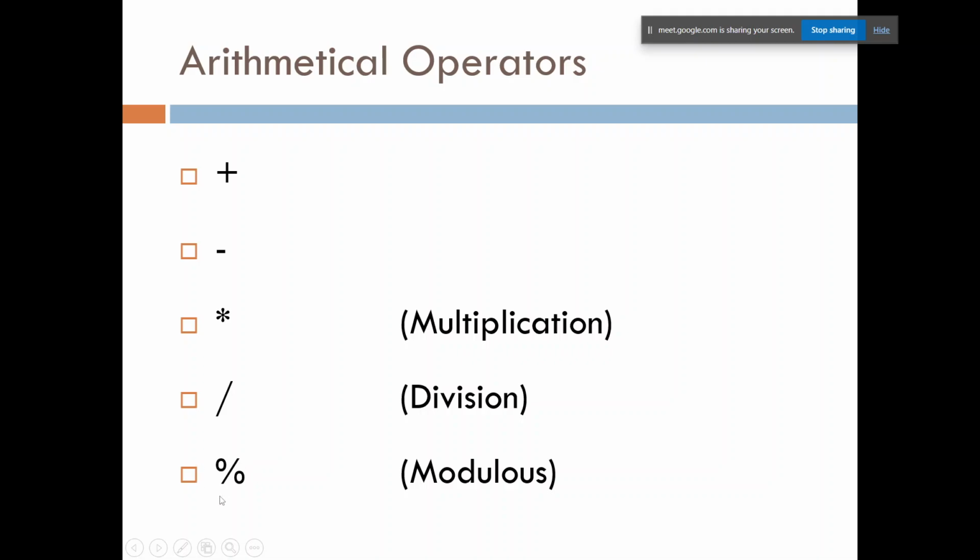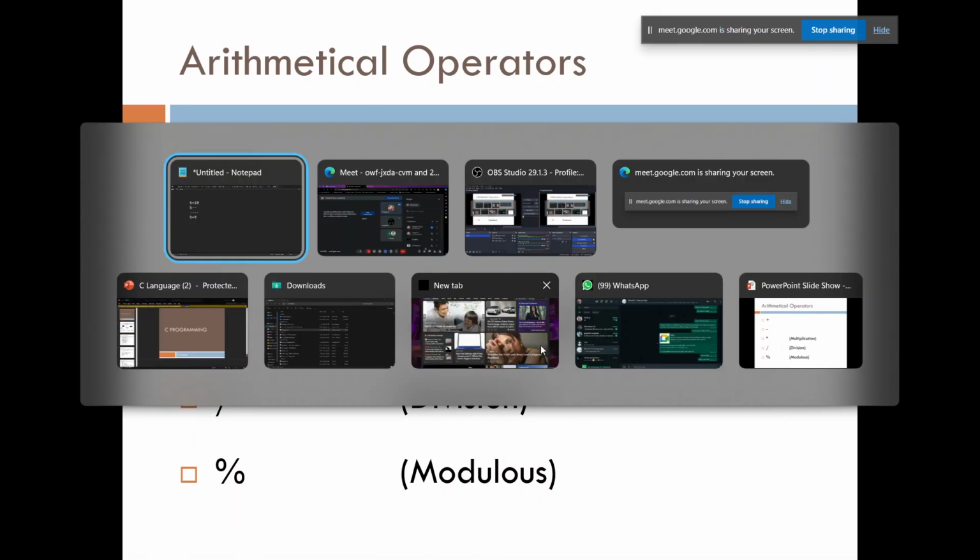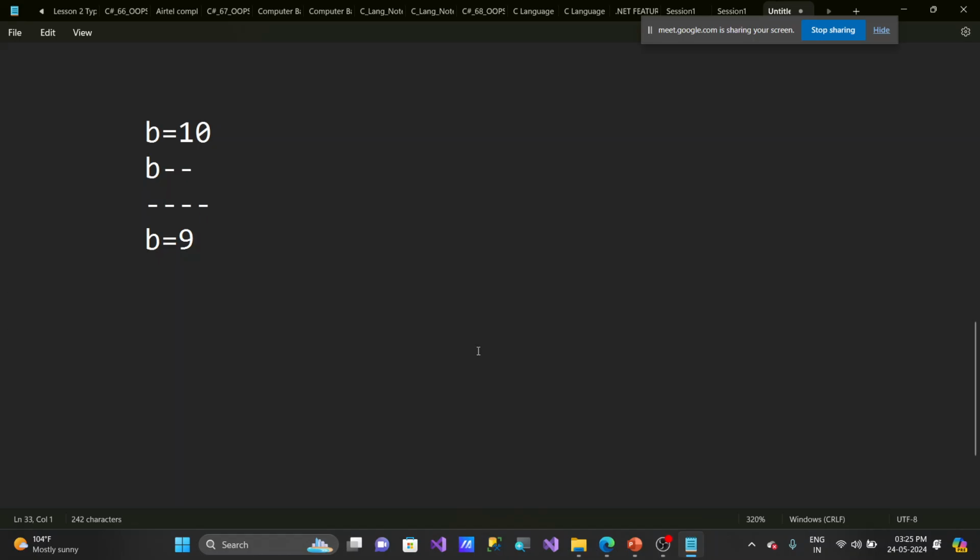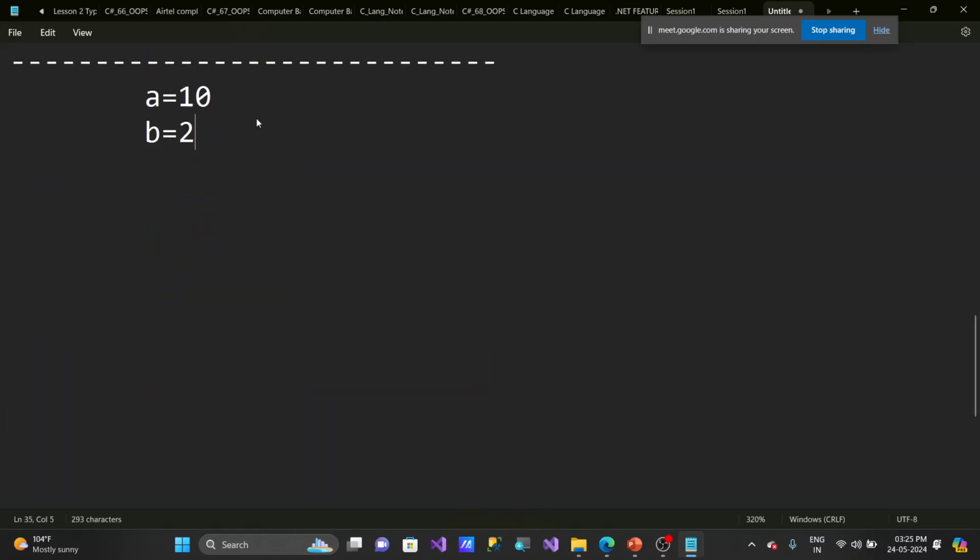Coming to percentile, percentile is the modulus operator. Modulus means, in order to find the remainder of a division, we go for the percentile operator. Let me give you an example of all these arithmetic operators so that you can easily understand. I'm taking a value 10 and b value 2. I have two variables called a and b, so a is 10 and b is 2.